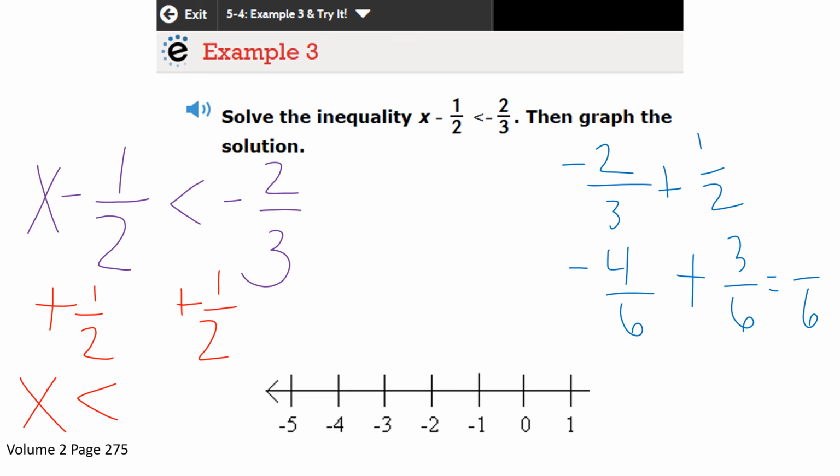Negative 4 plus 3 means you're starting at negative 4 and you're getting closer to 0. So that ends you at negative 1. Yep, you're right, Kodiak, negative 1/6. So, okay, x is less than negative 1/6 is a solution.